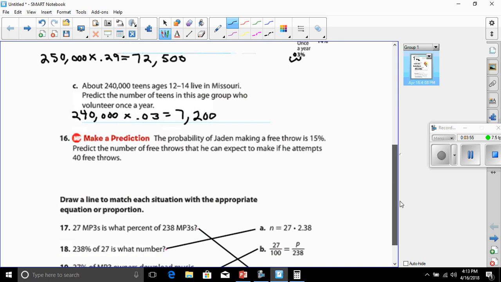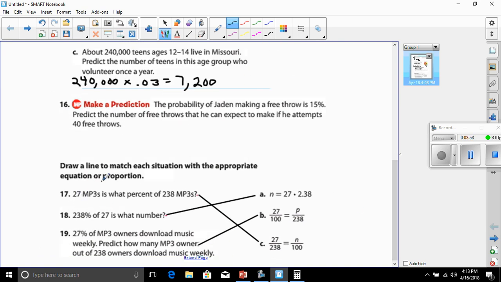We're skipping 16 because that's even, and I'll go to the odd one here. I'll draw a line to match each situation with the appropriate equation or proportion. For number 17 and 19, you can see they're already drawn out. Even number 18 is given to you, so that's kind of a gimme. Let's figure out why. 27 MP3s is what percent of 238 MP3s? If we mark this down, 27 divided by 238 equals a number. And we have to know the percent, so it would be out of 100.